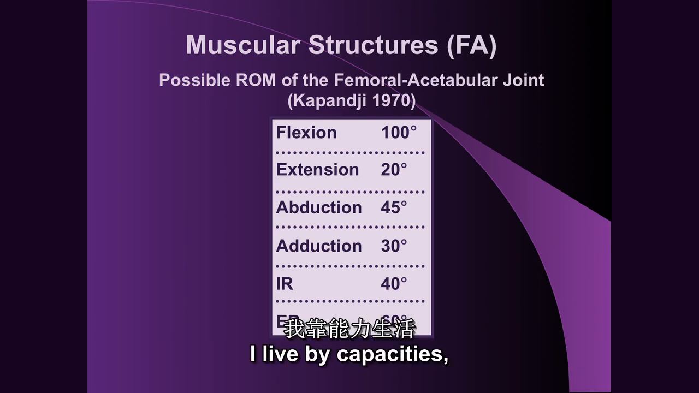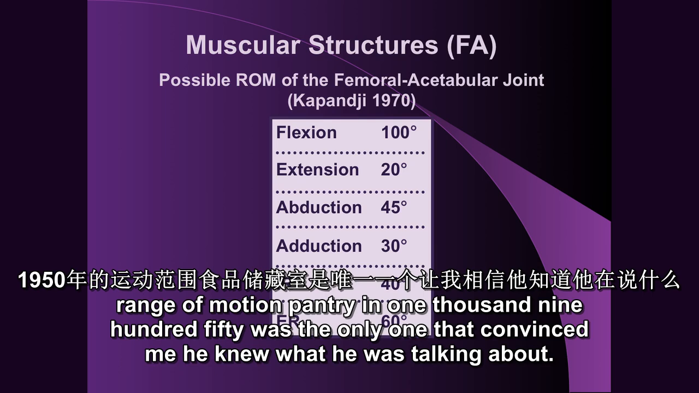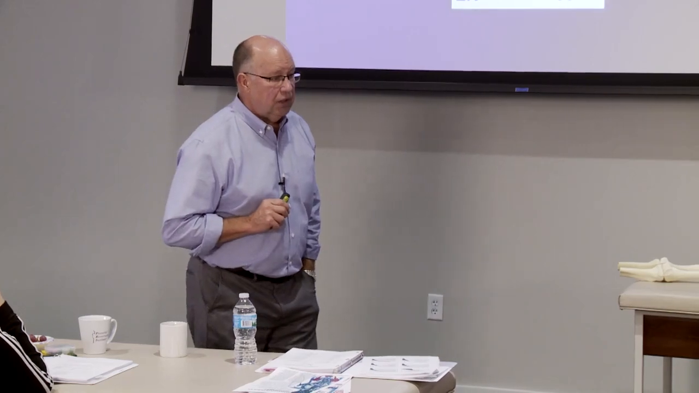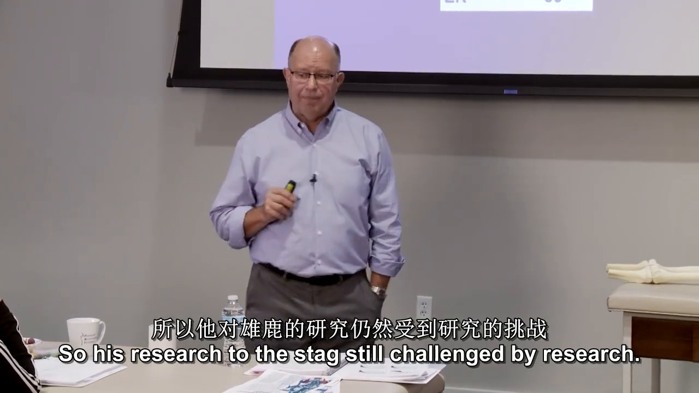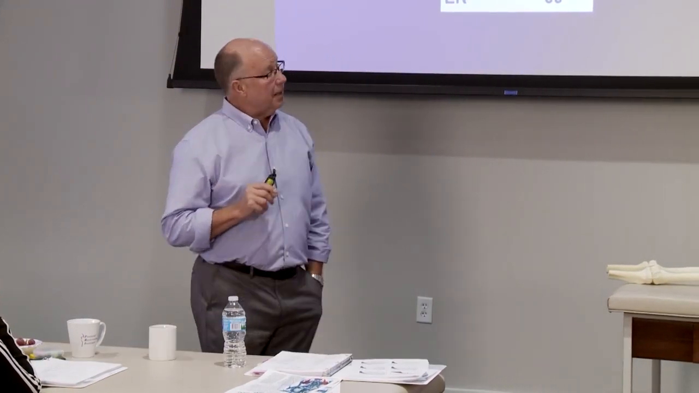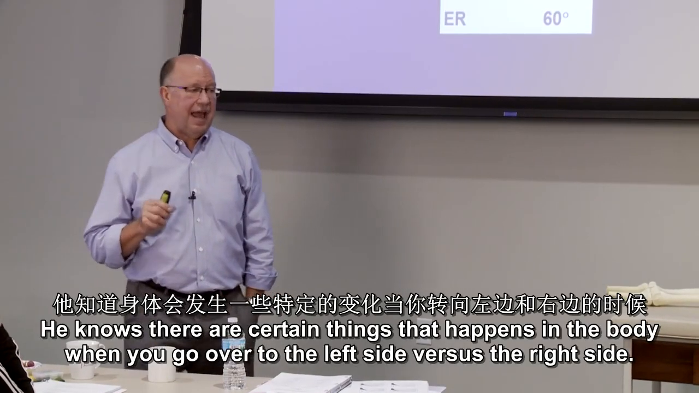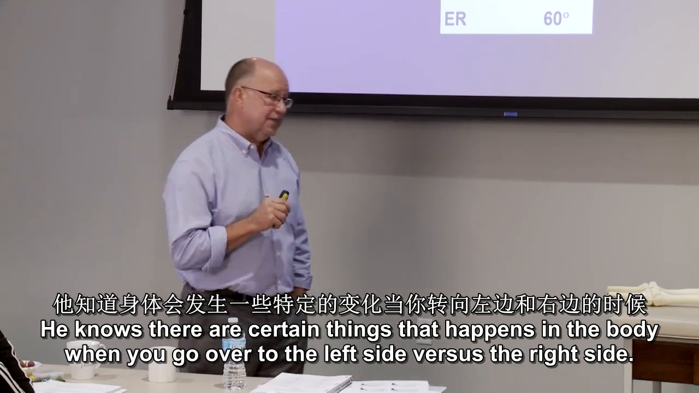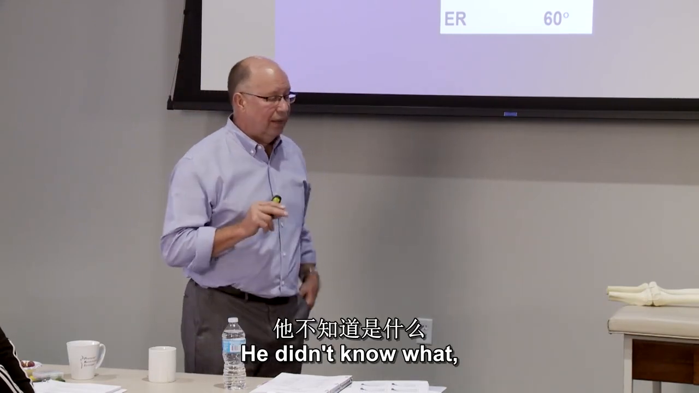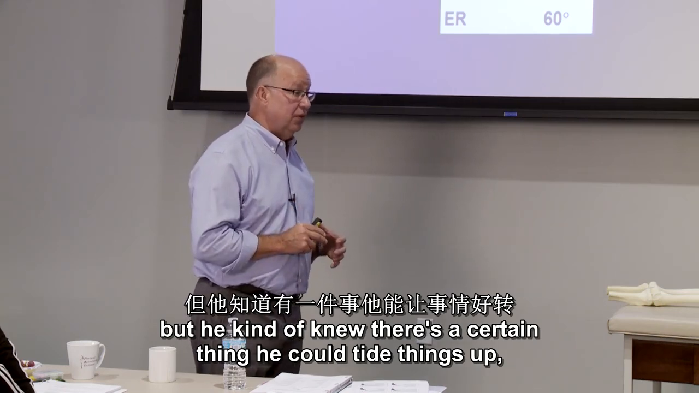I live by Kapandji's range of motion. Kapandji in 1970 was the only one that convinced me he knew what he was talking about. His research, to this day, still challenges me, because he used the words left and right. He knows there are certain things that happen in the body when you go over to the left side versus the right side. He didn't know what, but he kind of knew there's a certain thing.